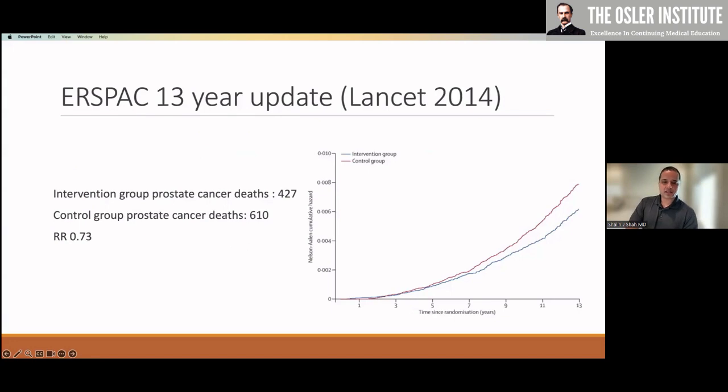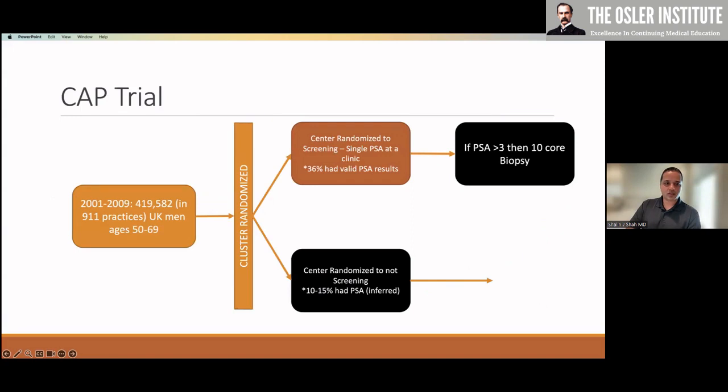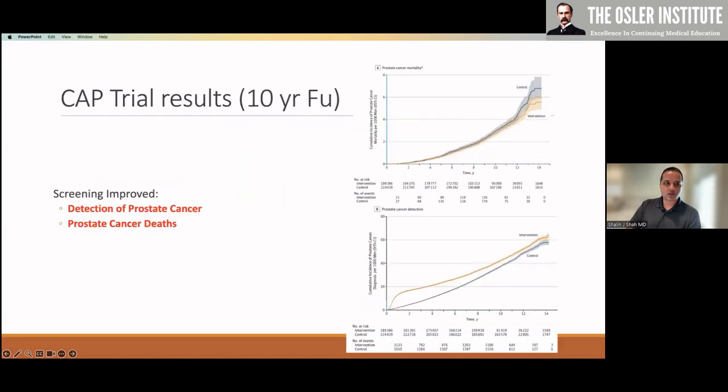On the update, this also held true with a much lower rate of prostate cancer deaths in the intervention group compared to the control group. The CAP trial was done in the UK, and it randomized to screening with a single PSA in clinic versus not screening at all. If PSA was greater than 3, then they did a 10-core biopsy. The CAP trial showed that screening improved both detection of prostate cancer as well as prostate cancer deaths.